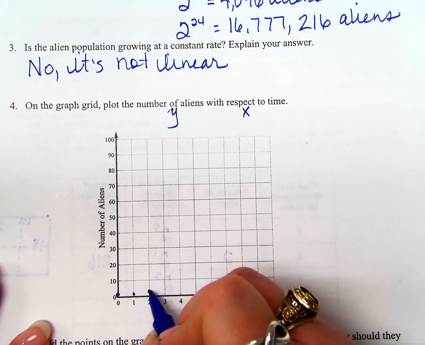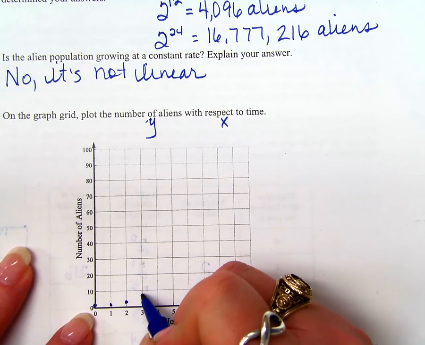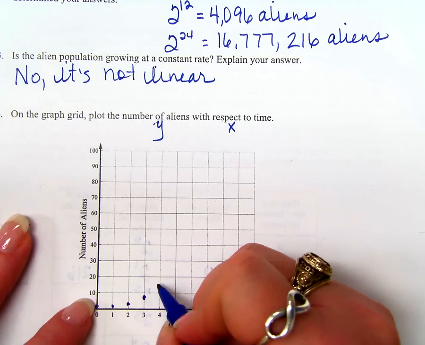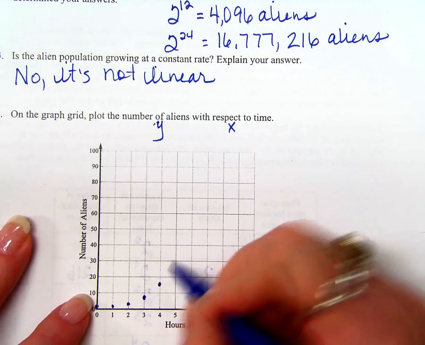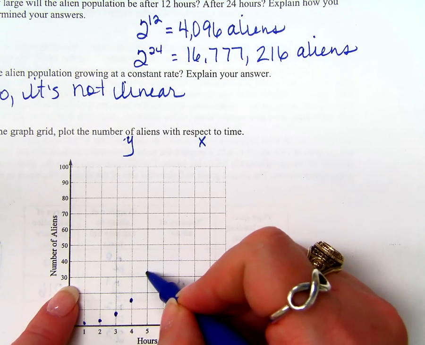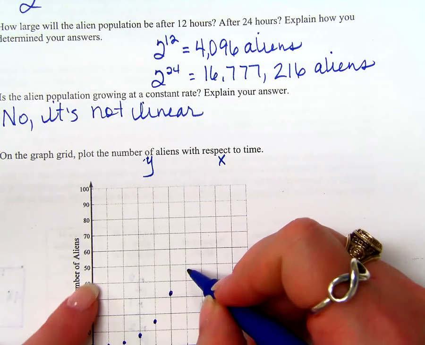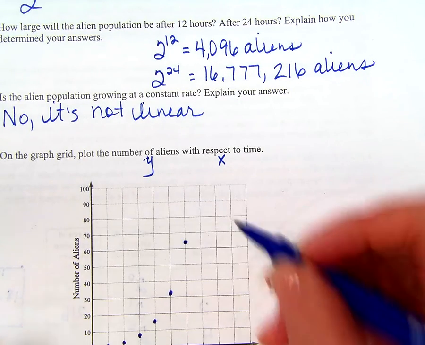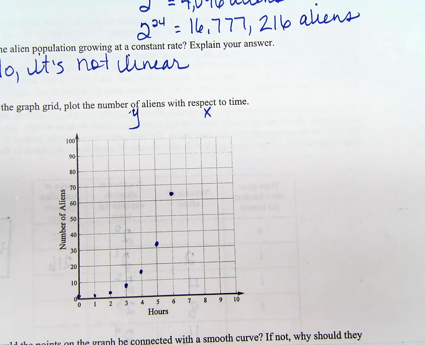So not quite half. Time is 3, aliens is 8. Time is 4, aliens is 16. So a little bit more than halfway between 10 and 20, right? 5 is 32. 5 hours is 32 aliens. Whoa. 6 hours is 64 aliens. Whoa. Now look at that graph and tell me if it has a constant rate. No, now it's very clear, isn't it? It's not a line. It does not grow at a constant rate.